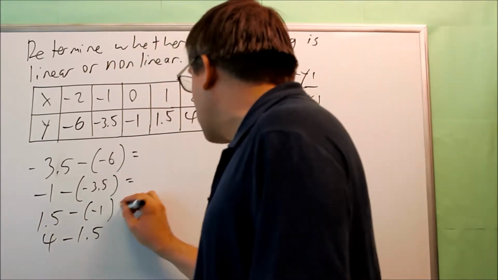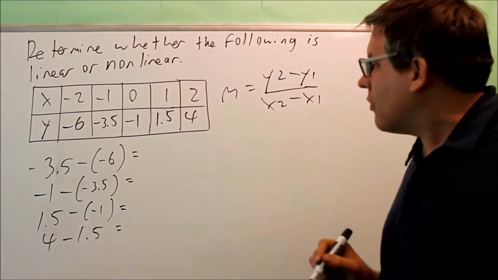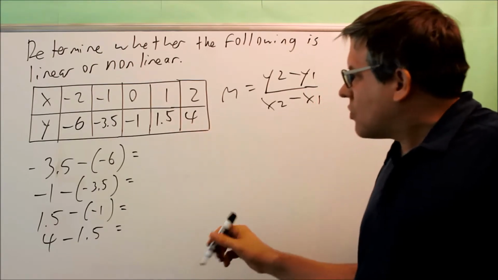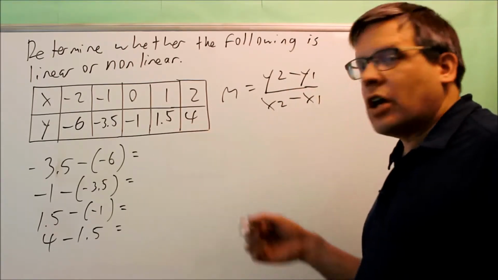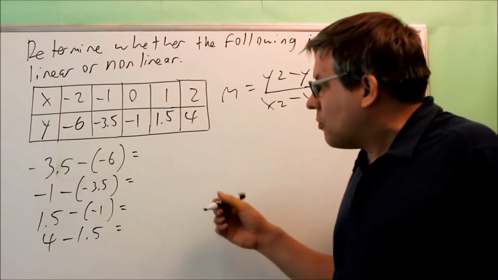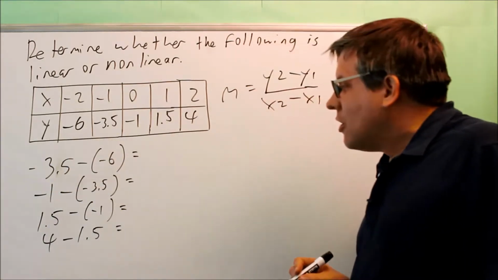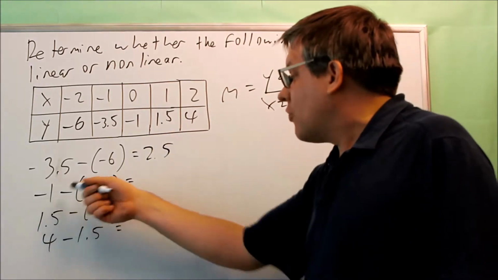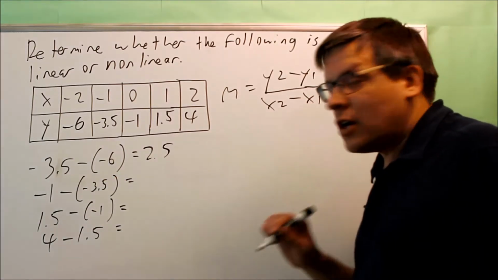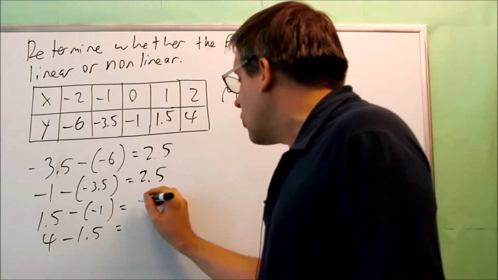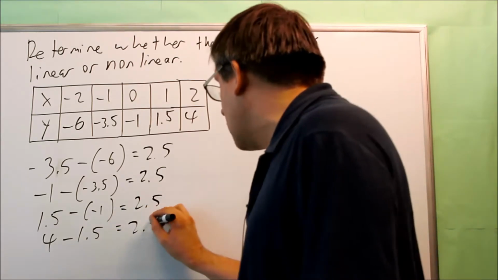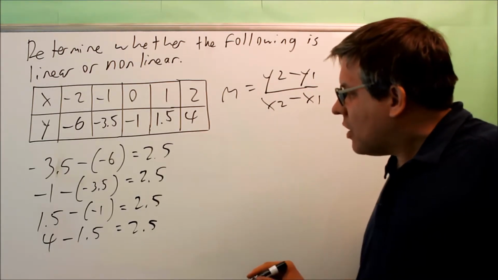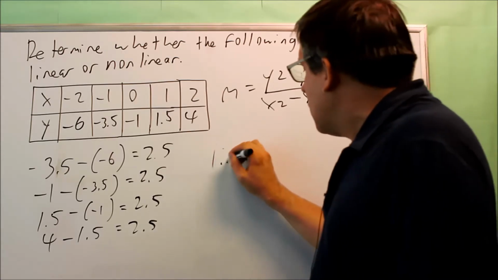Now if I subtract all these, I need to get exactly the same number every time, because if I do get the same number, then that's going to be consistent, the same change in y all the way through, and then I know that that's going to be my slope, as a matter of fact. So if I do negative 3.5, that's going to be plus 6, I'm going to get 2.5. Negative, and I get plus, so I get 3.5 minus 1, that's 2.5 also. This one you also get 2.5, this one you get 2.5. The differences are all the same here. So because of that, this is definitely going to be linear.